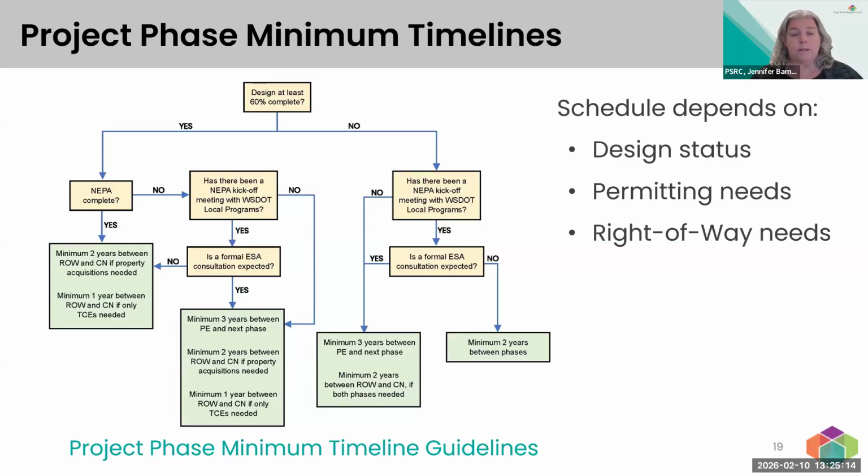So going through the yes or no questions in this flow chart, the green boxes lead to the minimum time between phases, design, right-of-way, and construction that we are looking for, based on trends that we've seen over the years. We did put these timelines together in consultation with WSDOT staff, based on their experience with project schedules for these local agency projects as well. I think we can go to the next slide.